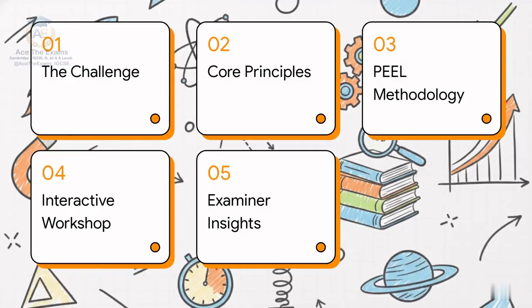Okay, let's dive into this roadmap for today's explainer. We're going to start with Section 1, the challenge. Then we'll move to 2, core physics principles. 3 is the PEEL methodology. 4 is our interactive workshop, and finally, 5, examiner insights and mistakes.